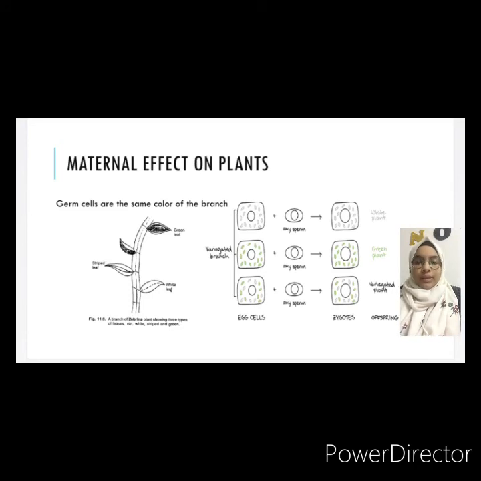The color of the gamete depends on the color of the chloroplast inside the cell of the branch. If the branch is green, the gamete will produce green offspring. But if the branch is white, the gamete will produce white offspring. But in case the branch is a mixture between green and white, it will produce green offspring, white offspring, and the swirl-like pattern between green and white offspring.